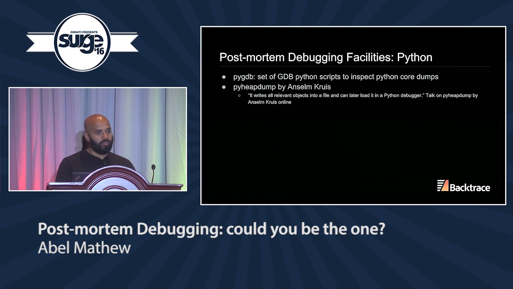For Python, unfortunately, the story is not as good. There's a set of GDB scripts that allow you to inspect Python core dumps. If you're not familiar with gcore, what you can do is call gcore on your Python process. And I believe there are some Python utilities as well to invoke and cause a core dump. And then you can load that core dump into GDB with these Python scripts.